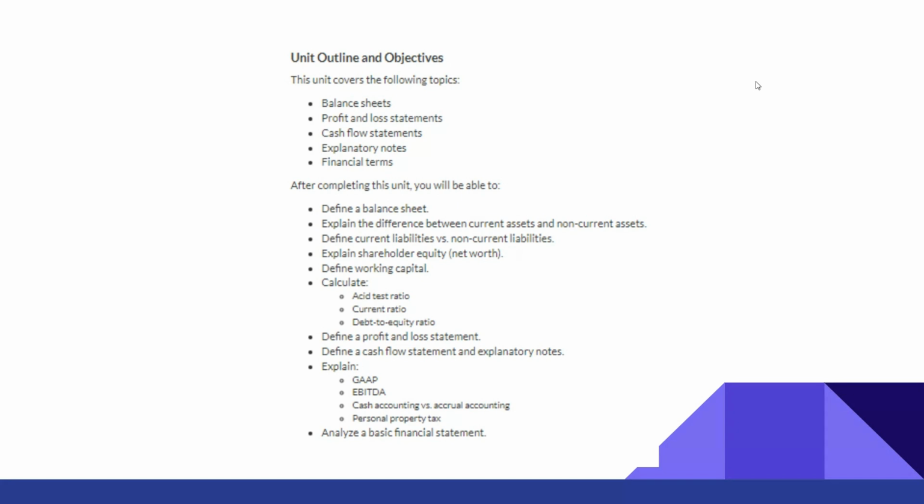and calculate asset test ratio, current ratio, debt to equity ratio, define a profit and loss statement, define a cash flow statement, and explanatory notes. Explain GAAP, EBITDA, cash accounting versus accrual accounting, personal property tax, and analyze a basic financial statement.